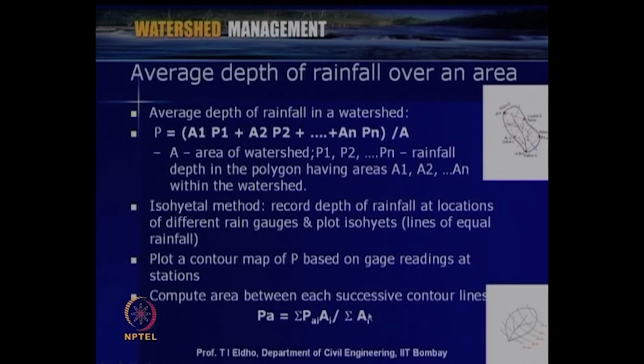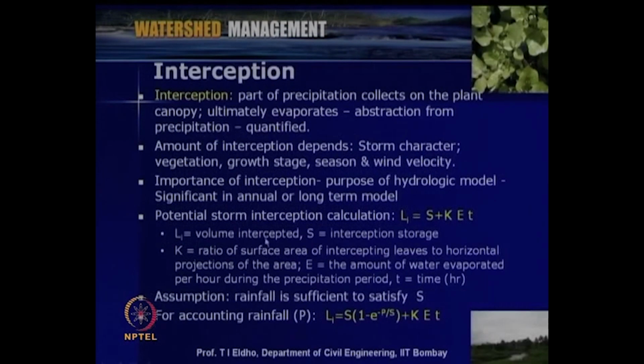So, we can compute the area between each successive contour lines, and then the average rainfall will be sigma PAI divided by sigma AI. So, sigma AI is the total area of the watershed which we consider. This will be a somewhat more accurate method, since we are getting these isohyets, and from that what is coming is the area we are considering. So, this formula gives the average rainfall by using the isohyetal method.